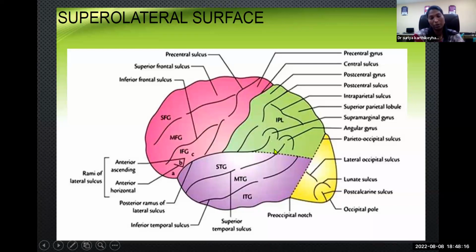So coming to the parietal lobe, what is the parietal lobe going to do? The parietal lobe has a sensory area. Before that, we have to know about the sulcus and the gyrus. The important sulcus here is posterior to the central sulcus, the post-central sulcus. This is the central sulcus. In front, we have the pre-central sulcus. Between the central and the post-central sulcus, there is a gyrus, the post-central gyrus, which is the sensory area.